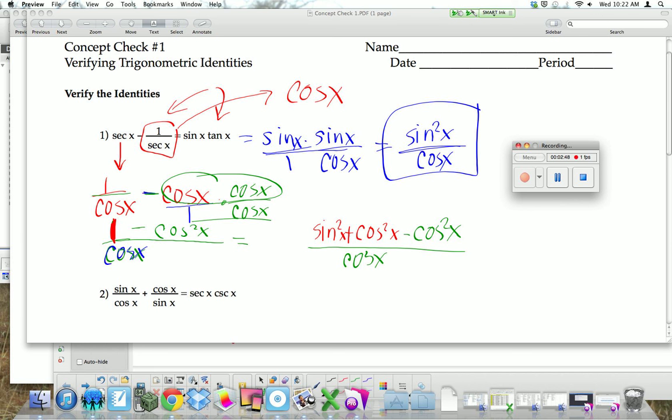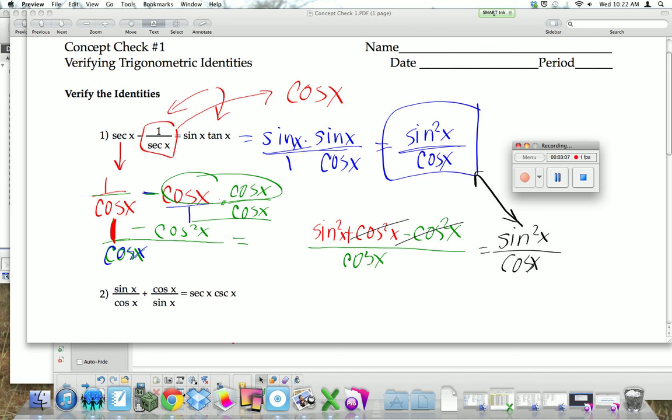So now I see where I'm headed and I'm almost done. The cosine x's cancel, leaving me with sine squared x over cosine x. And I'm finished with the first question because I've met somewhere in the middle and I've shown the two sides are equal. So now let's take a look at question 2.